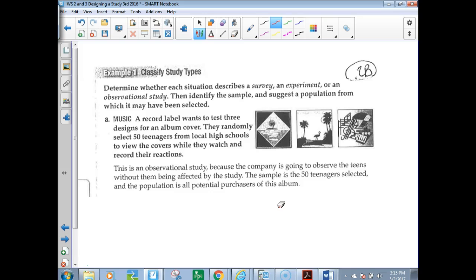This is already telling what kind of thing it is. A record label wants to test three designs for an album cover. Which one do you like, A, B, or C?